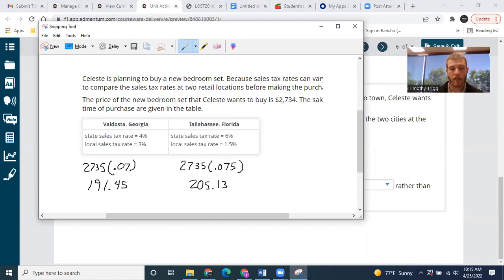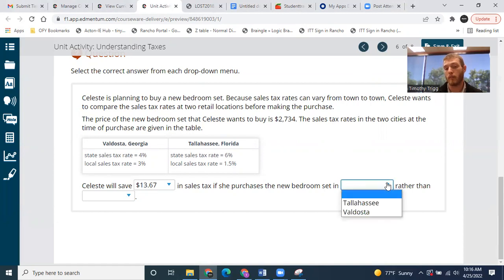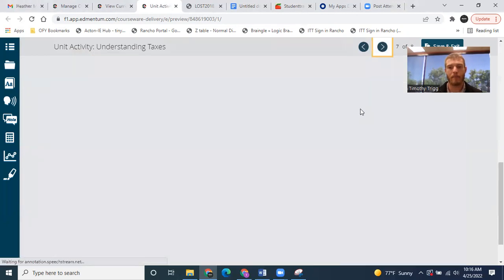So how much money will she save if she goes with this decision? So you would subtract these. So $205.13 minus $191.45. So she would save $13.68. Well, they didn't round correctly, but that's okay. So what city should she purchase it in? Put that here. Which city is cheaper? And then which one was more expensive? You should know that if you were listening. Okay, let's go ahead and move to the next page when you're done with that.